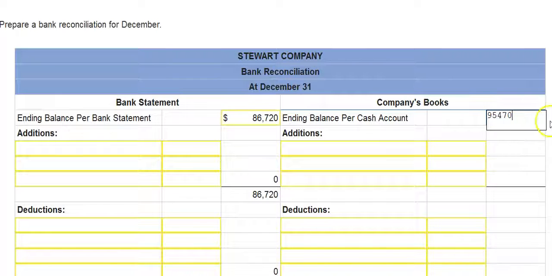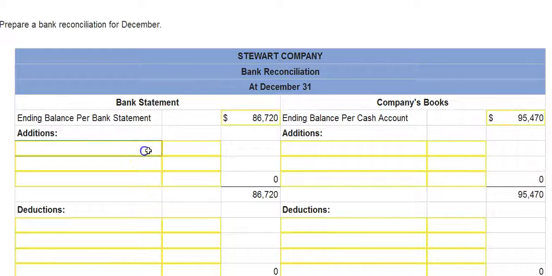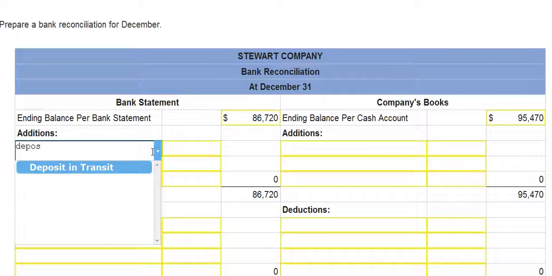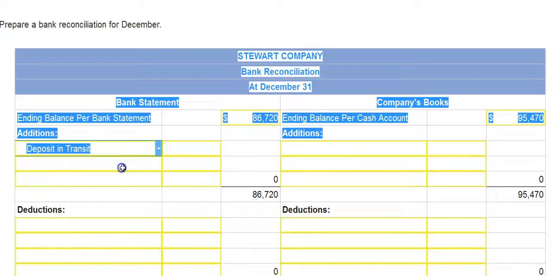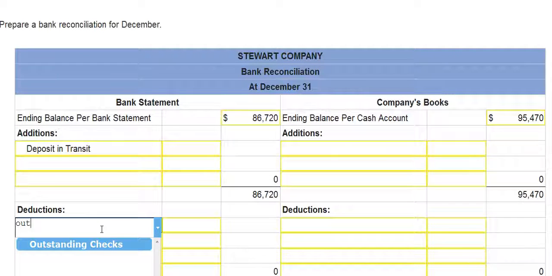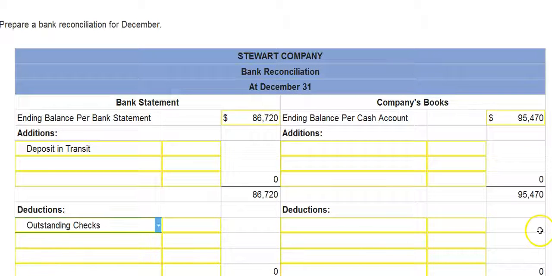Okay, now let's put on the bank side things that we did on our books that they didn't know about. What are they? Well, deposits that we made that they don't know about yet because they were made so close to the end of the month that they were not recorded in this month's bank statement. And also checks that we wrote that they don't know about yet because they haven't been presented for payment. Those will always be reconciling items on the bank statement side.